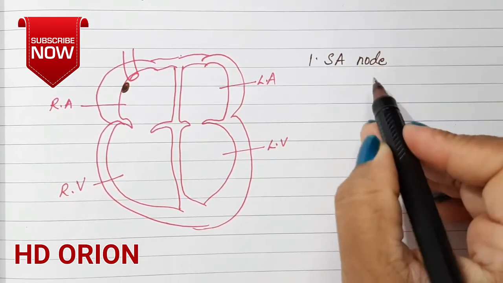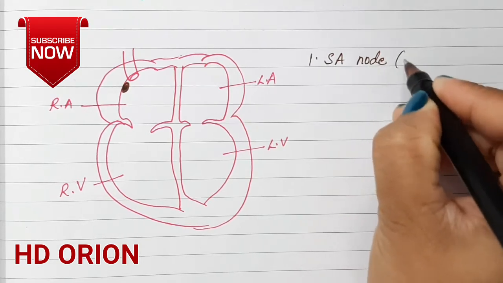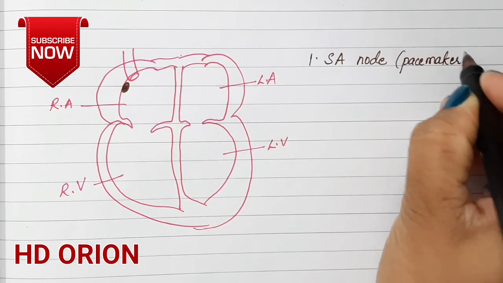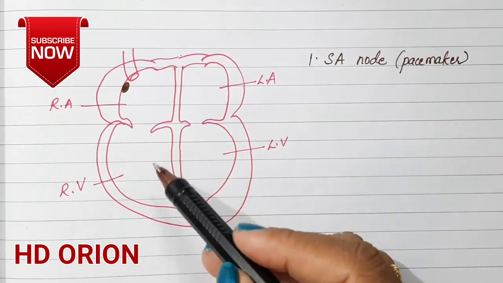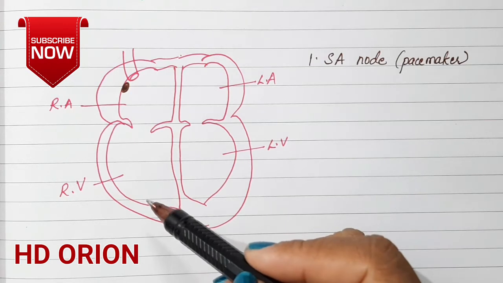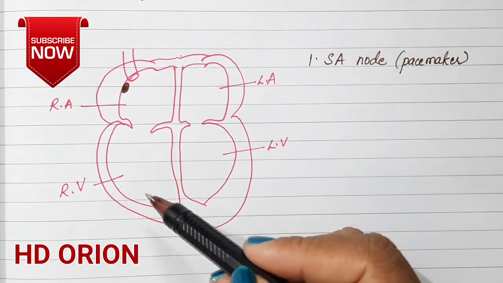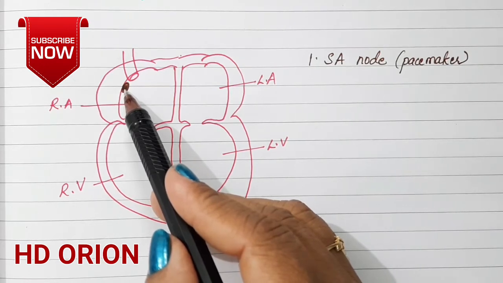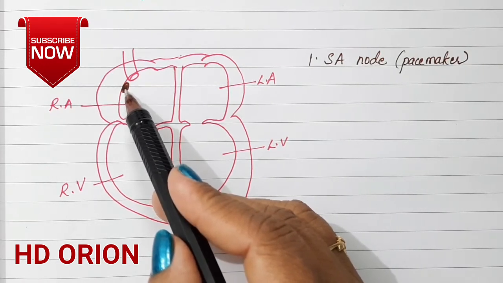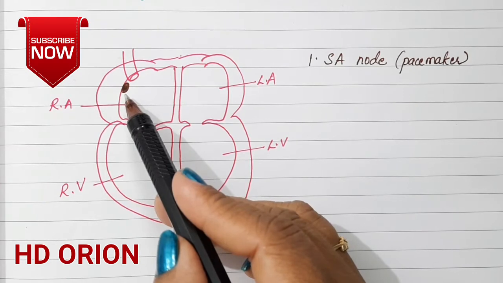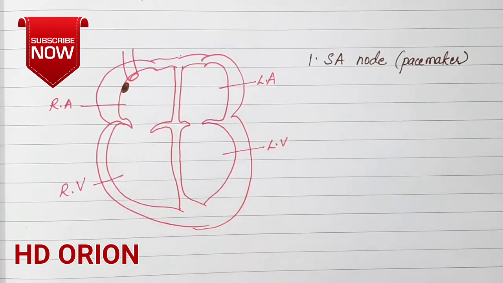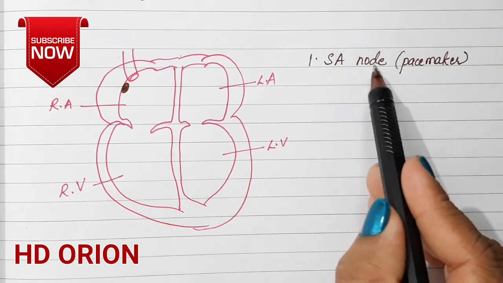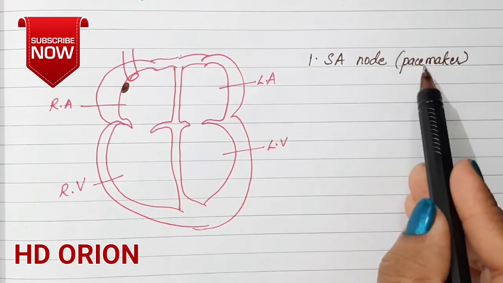This particular node is called the pacemaker, because it maintains the speed of the heartbeat, which is 0.8 seconds. So after every 0.8 seconds, the stimulus or the impulse is generated by the SA node. So the heartbeat is always 0.8 seconds and it is a rhythmic cycle. After every 0.8 second, a new heartbeat will be originated by the SA node. So it is known as the pacemaker.